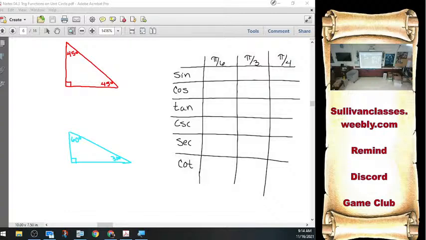Okay, let's do the 45 triangle first. Which is why when you go to trig, Mr. Spear will not let you have the unit circle. He will not let you have this chart because it's the same thing on repeat.